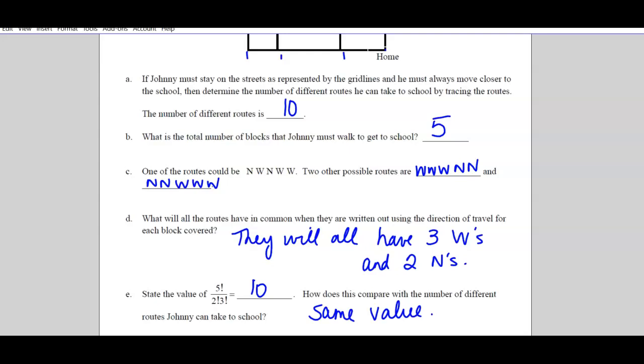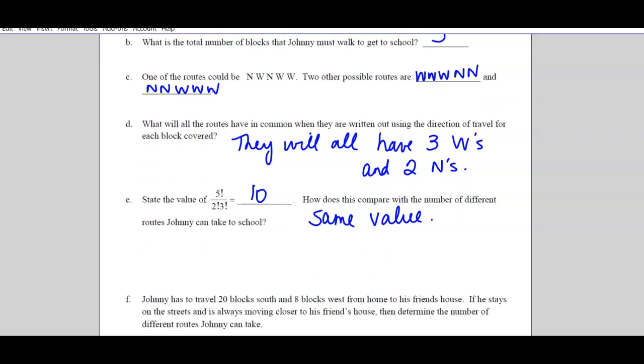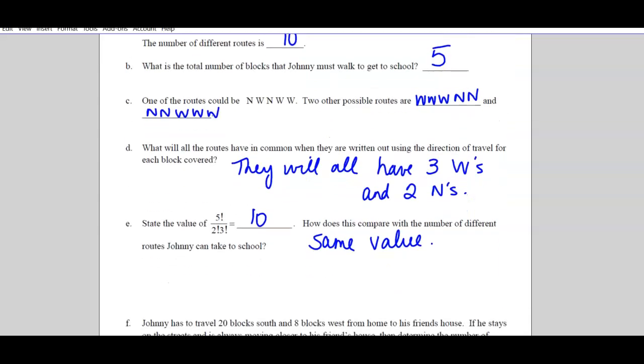the same. So 5 factorial is the arrangement of 5 objects or 5 directions. And 2 factorial is the arrangement of the 2 repeated north. And 3 is the 3 repeated west. And we want to divide out to get rid of them. Okay, so 5 comes from the dimension, the length plus the width. 2 is the width, I guess you consider in this case, and 3 is the length. Okay, the repeated objects have to be taken out of the answer.